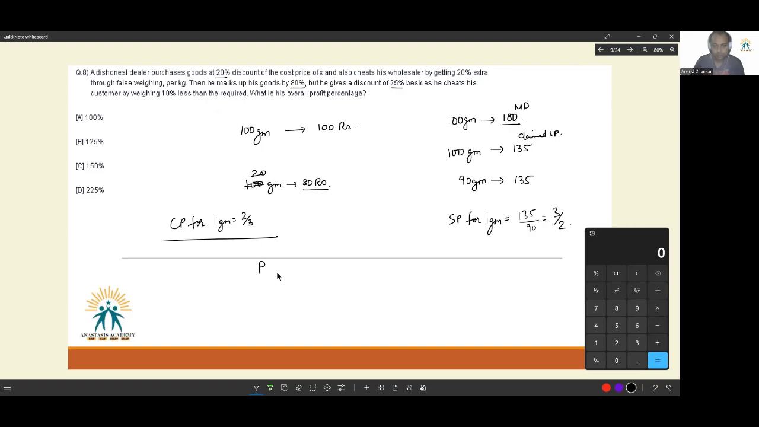So can I say profit will be equal to 3 by 2 minus 2 by 3. So 9 minus 4 by 6, which is equal to 5 by 6. So his profit percentage will be 5 by 6, whole thing divided by 2 by 3 into 100. So 6 and this one becomes 2, comes down. 5 by 4 into 100, or 125%. 5 into 25. His overall profit percentage will be 125 only.